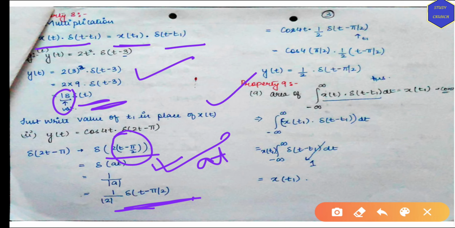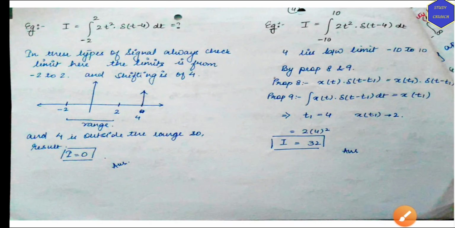Property number 9, area is equal to x of t1. If we have a signal that is x of t into delta of the shifted function, that is delta of t minus t1, then it will be a constant. So it will be x of t1. Then we have an example.